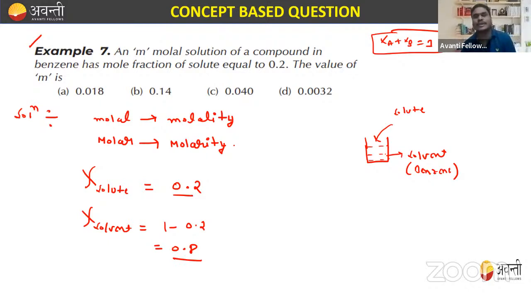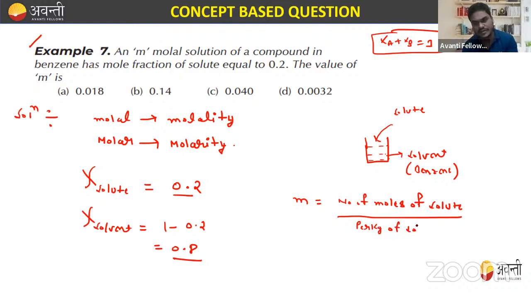So we know the mole fraction of solute, we know the mole fraction of solvent. Then how will you calculate molality, beta? We know that molality is nothing but the number of moles of solute divided by per kilogram of solvent, right? Per kg of solvent.